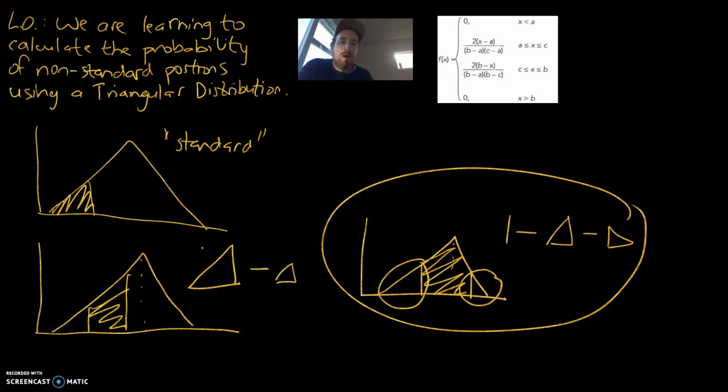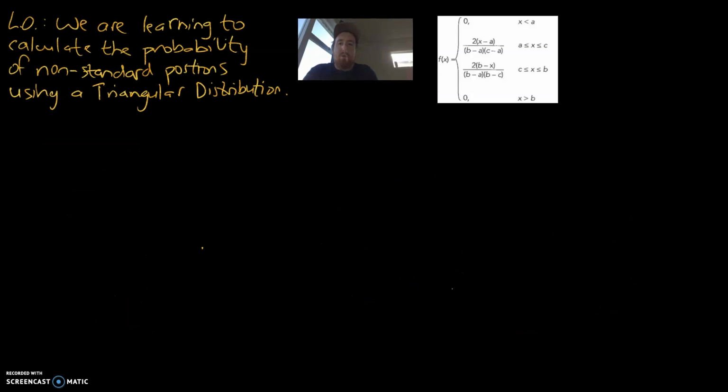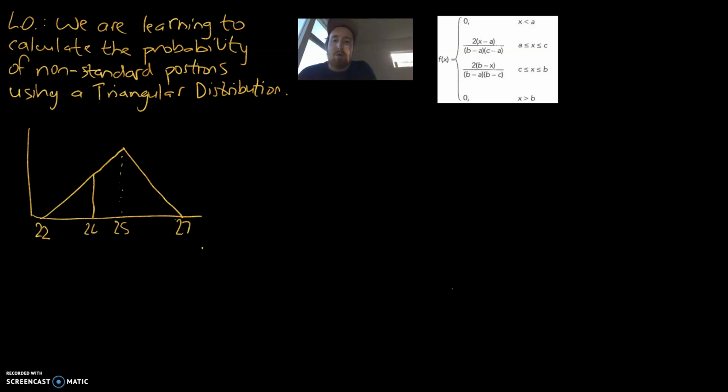Okay, so I'm going to pause the video, clear all that stuff, and we're going to get into some non-standard questions. We're using the example from earlier. We are doing bus wait times and they are triangularly distributed. We have a minimum of 22 minutes wait time, a maximum of 27, and the most likely wait time is 25. In our question, we're investigating the probability of a wait time being between 24 and 26.